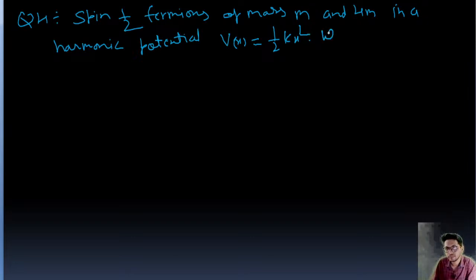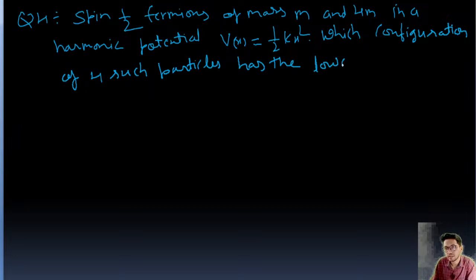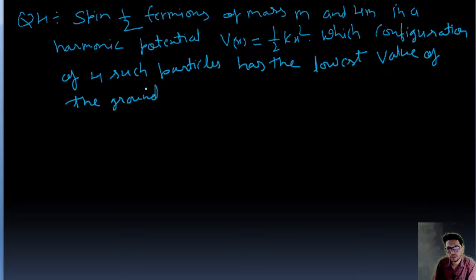Which configuration of four such particles has the lowest value of the ground state energy?